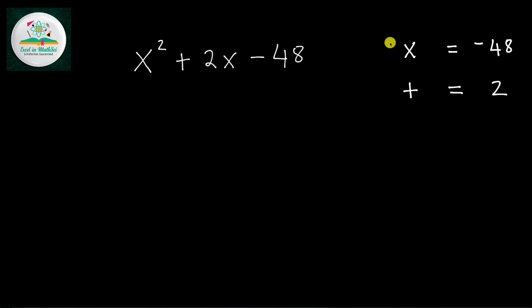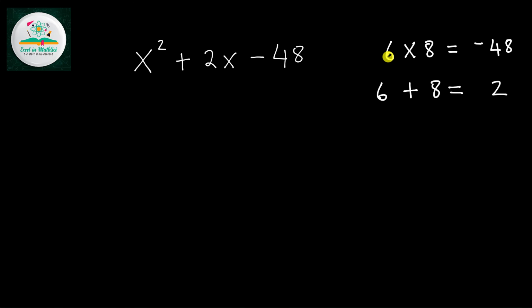The two factors which, when multiplied together, give me 48, are 6 and 8. So I've got the factors, 6 and 8. Now you might think 6 plus 8 is not equal to 2, but we'll have a look at that and put in the appropriate signs in order to get the 2.